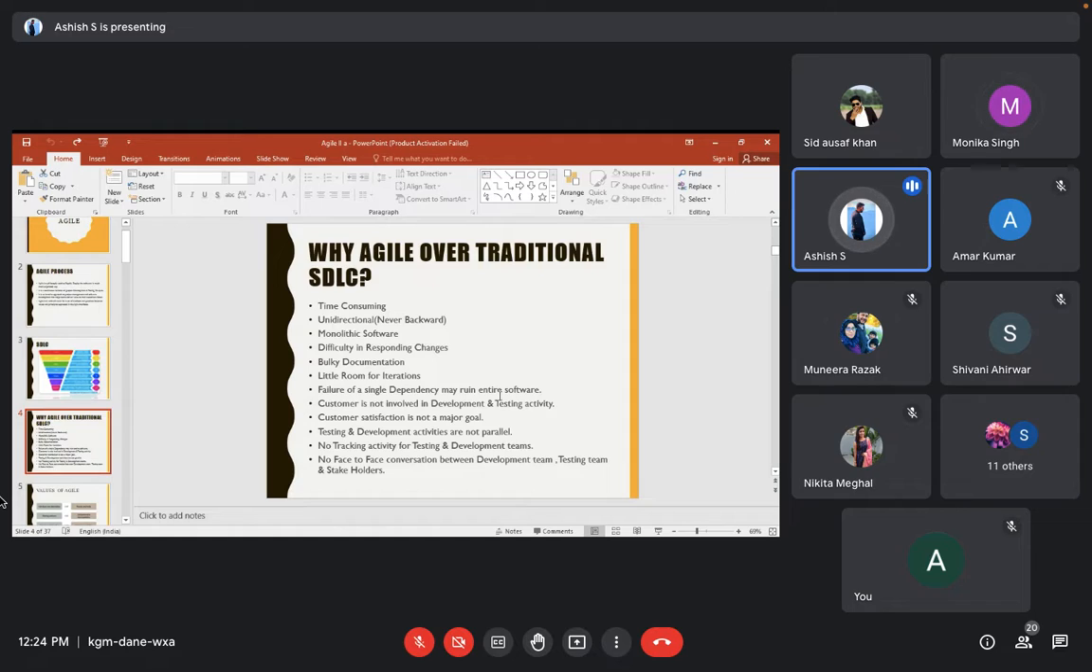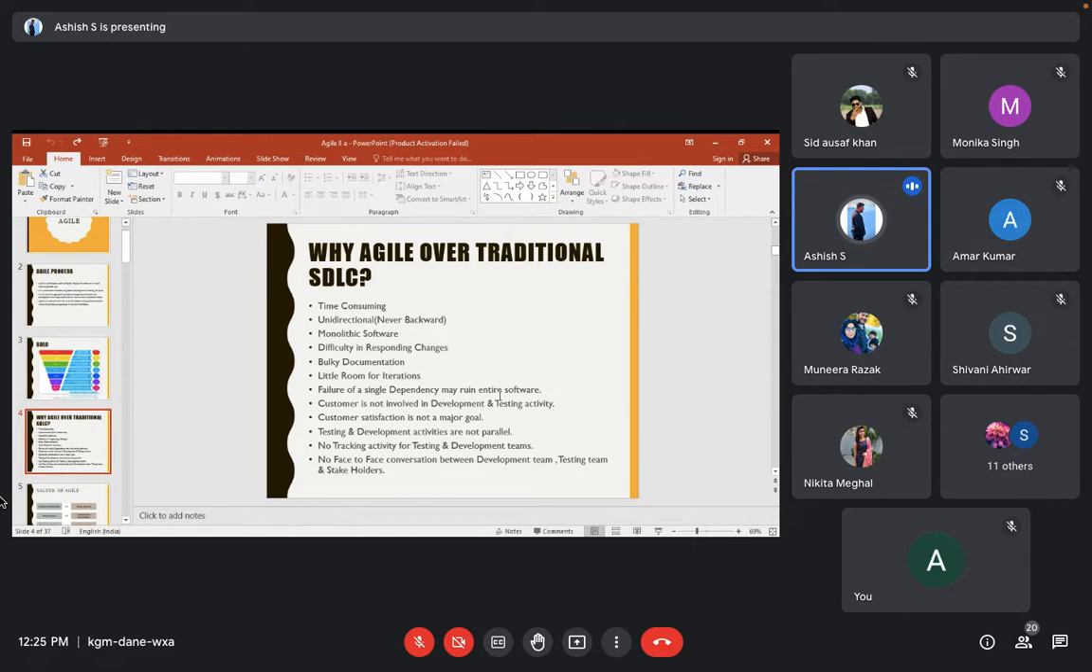And the next one is that customer satisfaction is not a major goal. Previously, what used to happen, the customer used to come, give the requirement, and move on. That's all. Our work was just to develop and test it. We were not thinking that customer satisfaction or customer happiness is more important. Our work was only to develop, test and give it. That's all. But in Agile, customer happiness or customer satisfaction is the major goal.